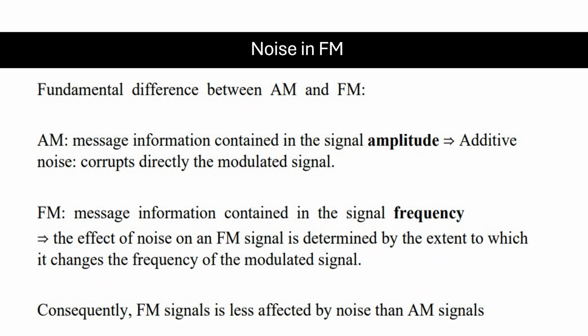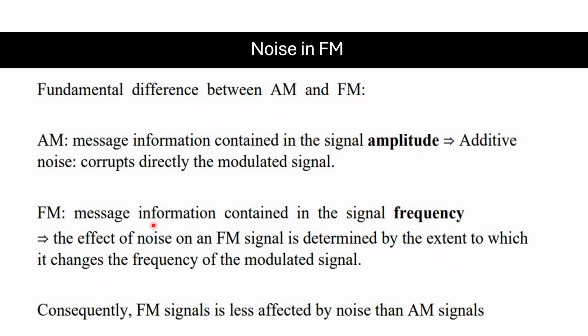Now let's talk about the noise. What is the fundamental difference between AM and FM? In AM, the message information is contained in the amplitude, right? And if it is amplitude, there is definitely a high chance of adding noise, because noise is mostly available in terms of amplitude. So additive noise like additive white Gaussian noise directly corrupts the modulated signal. And in FM, the message information is contained in the signal frequency.